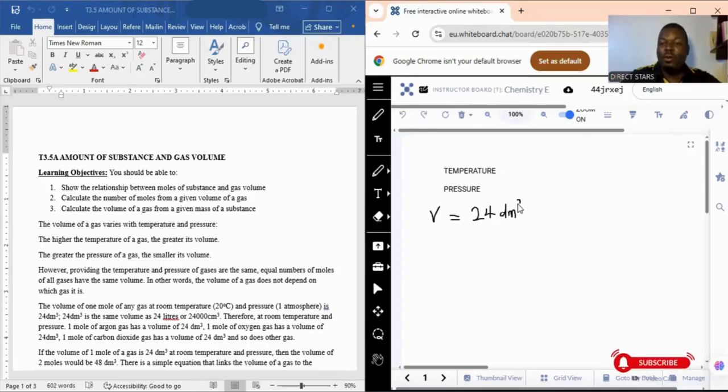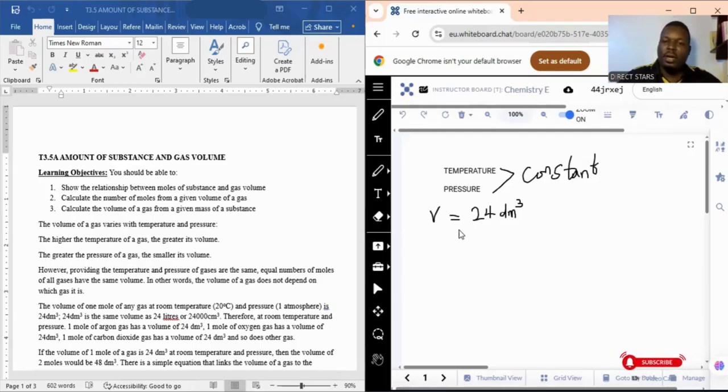So for every 1 mole of a gas, regardless of what type of gas is involved, be it carbon dioxide, be it nitrogen, as long as the temperature and the pressure are held constant, 1 mole of any kind of gas will contain 24 dm³.